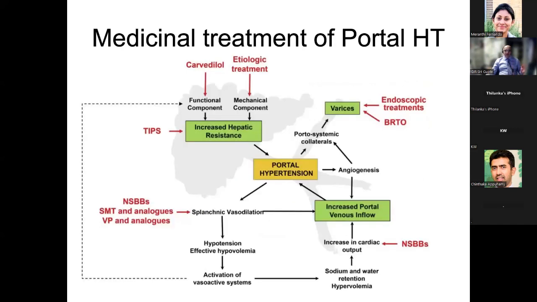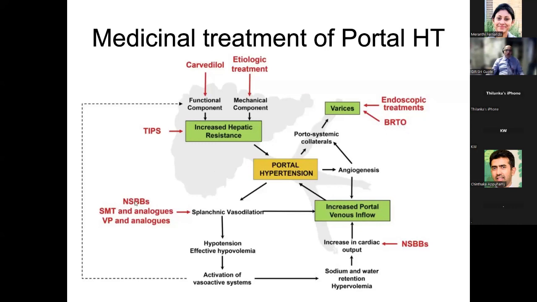So I think I've covered briefly the complications of ascites. I have talked about the management of ascites, and now I will try and talk about the medicinal treatment, what medicines can be used for the treatment of portal hypertension. And it all depends on what the underlying etiology is. And for the varices, I've talked about endoscopic treatments. I will talk about balloon retrograde obliteration later on.